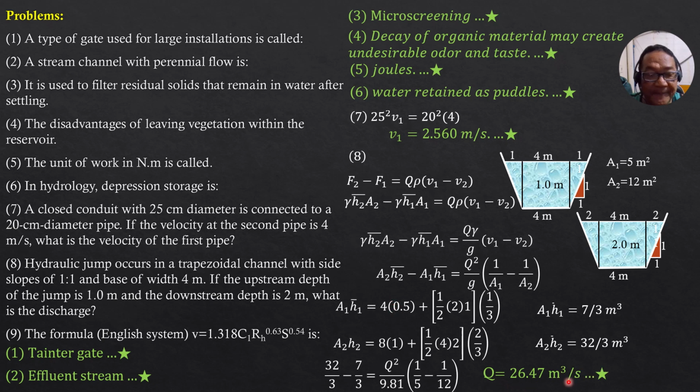Then finally, question number 9, the formula in the English system for the mean velocity of flow. This is called the Hazen-Williams formula for V.